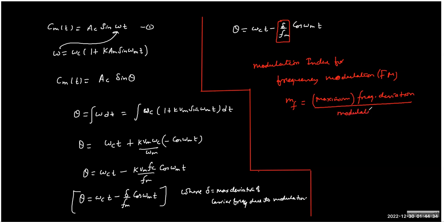Who is modulating? The message, right? So frequency of the modulator, you can say the message. And so the mf is defined as del by fm. So this is how you change the answer. And now you get the answer for the c(t). So c(t) now we can write as what? Ac sine, tell me, guys, mf cos omega_m t. Is this clear? How we are writing the answer?